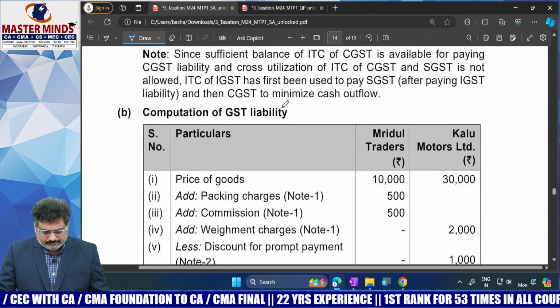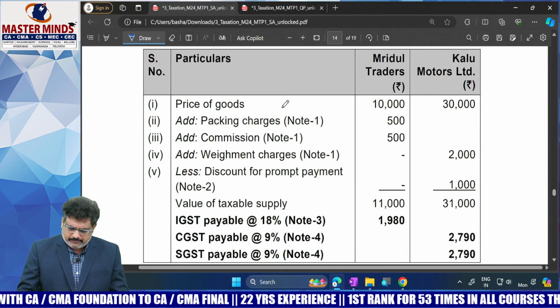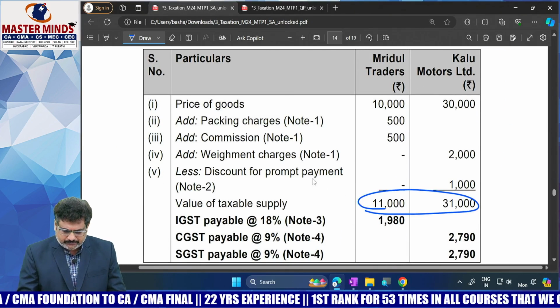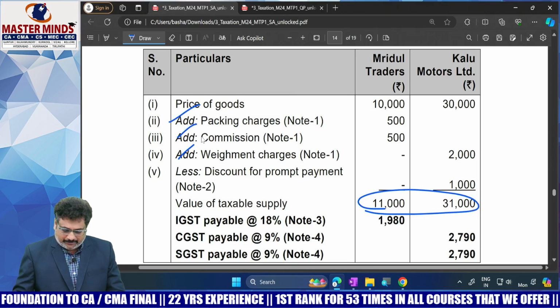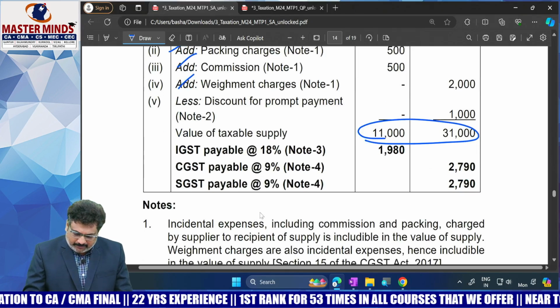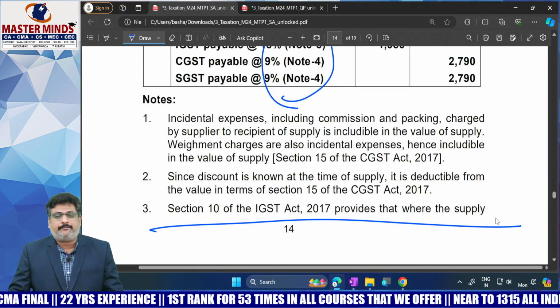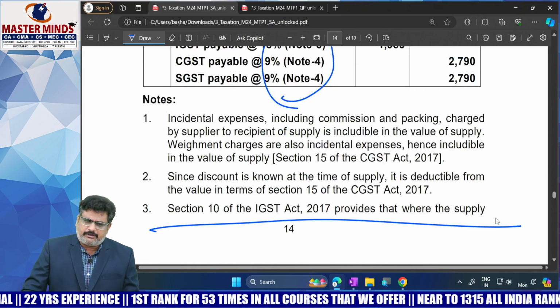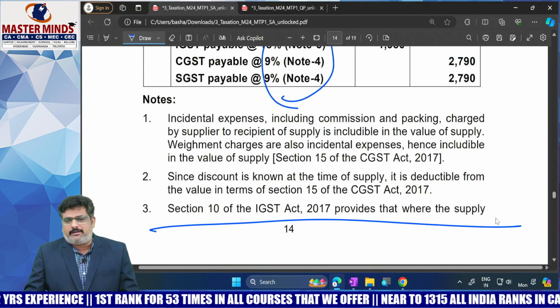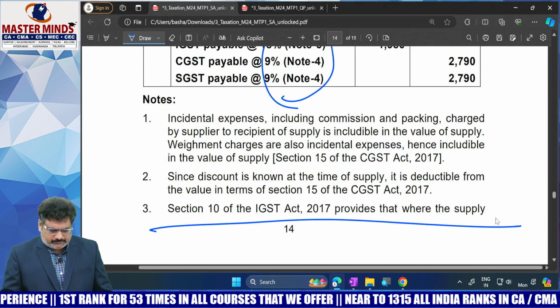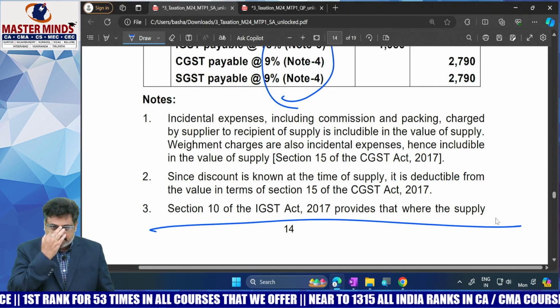See the value of supplies, like this. And further you need to write the working notes. Writing the working notes is mandatory. Then only you will get full marks. Understood the topic? Okay.